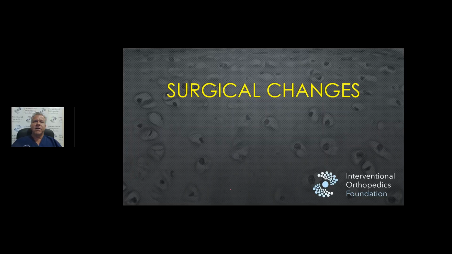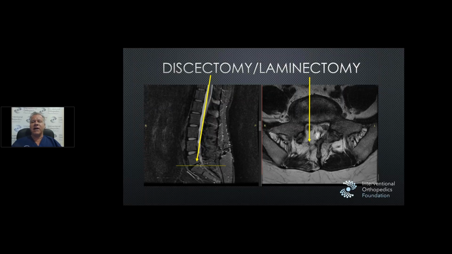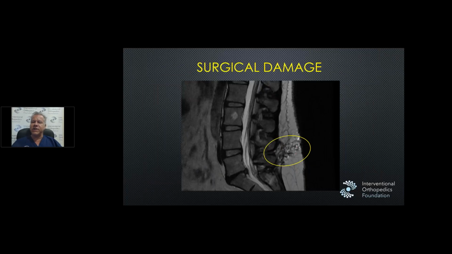Surgical changes. So discectomy and laminectomy. You can see here what a level looks like after discectomy, mostly collapsed. And then after a laminectomy, this is the lamina, this is the facet, this is the spinous process here, and you can see here that the lamina is missing. Now, in addition, you can see they've also taken out a portion of the medial facet joint, which can cause instability. Here you can see outright surgical damage.